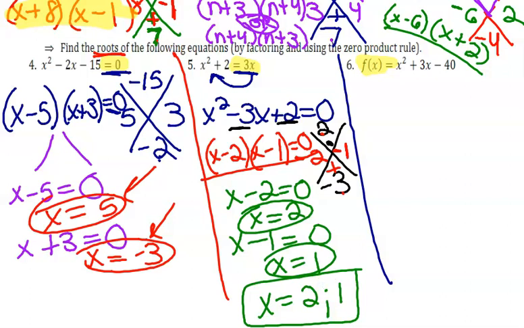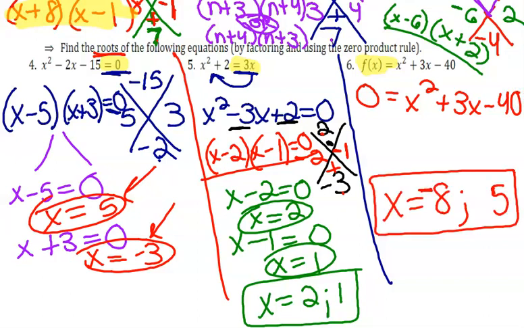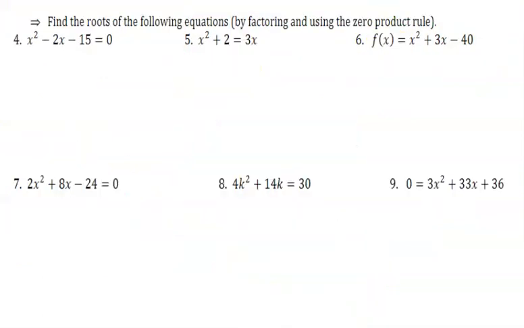All right, number 6, I want you to try this one on your own. First, we need to make it equal to 0. And I want you to factor this one. Try it, pause it, and come back. All right, number 6, you should have gotten negative 8 and 5. Negative 8 and 5 as your roots. Okay, all right, let's move on.